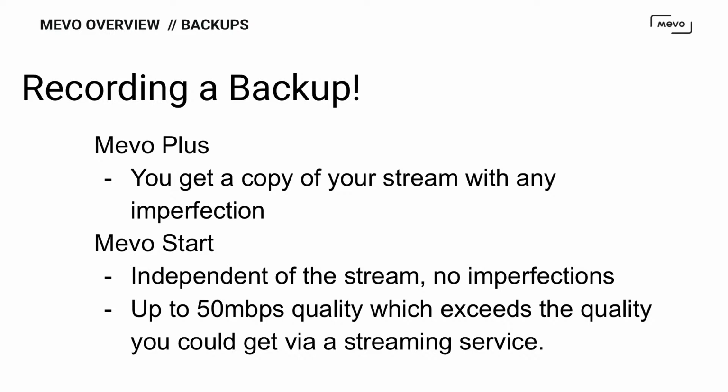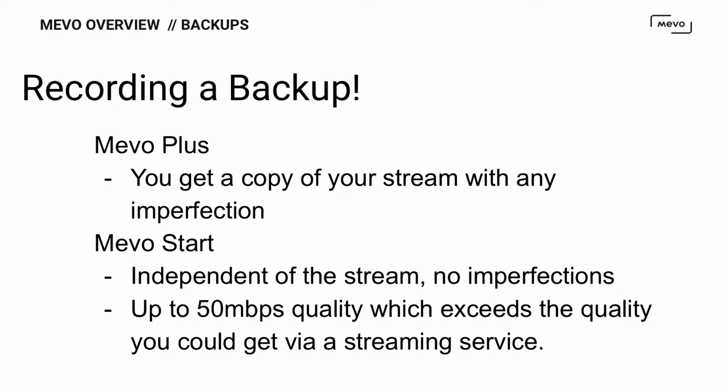When it comes to the Mevo Start, you're going to get a recording that is independent of the stream with no imperfections, which means any kind of issue that you have with your stream, any kind of frame drop, short of actual complete failure, will not reflect in your recording. And most importantly, the quality of your Mevo Start recording is up to 50 megabytes per second, which exceeds the quality you could get with the streaming service. When you're streaming in 1080p from your Mevo Start or your Mevo Plus, you're typically looking at about a 6 megabyte per second bit rate.